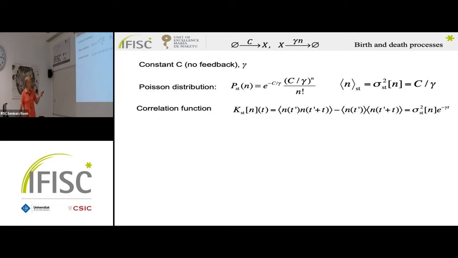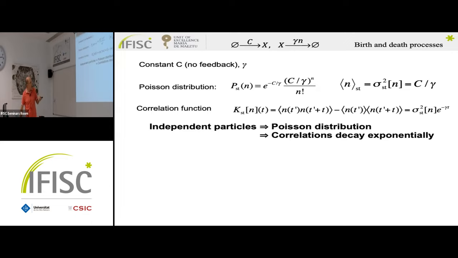And then you look at the correlation function, it decays exponentially. So these two signatures are characteristic of the birth and death process with no interaction and with no feedback, okay? An exponential decay of the correlations and a Poisson distribution. The problem is that when you have these features and you assume that you have independent particles, you cannot go the other way. And that's what I want to show.